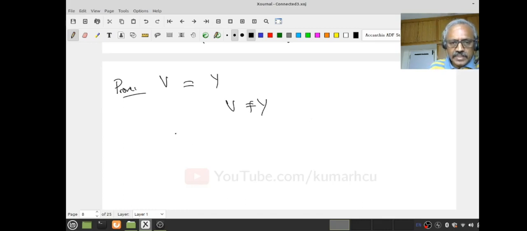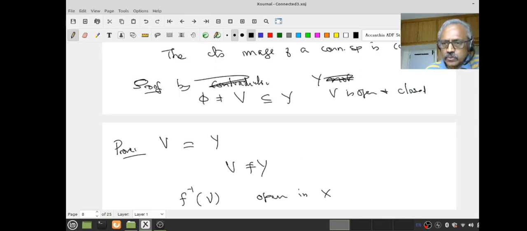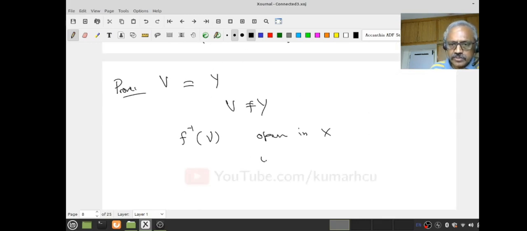Now F is a continuous function. Let's look at F inverse of V. Since F is continuous and V is open, this is open in X. And since V is also closed, remember we are assuming V is also closed, therefore F inverse of V is also closed in X. And what do I know? X is connected.